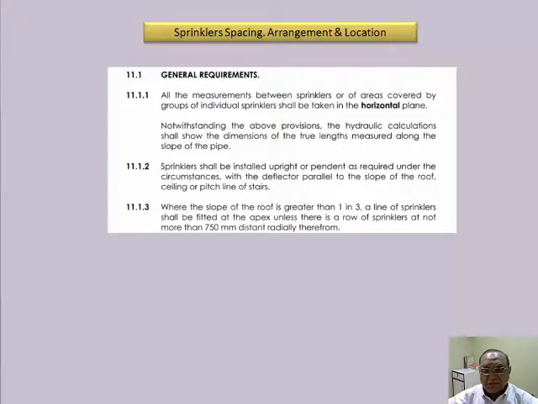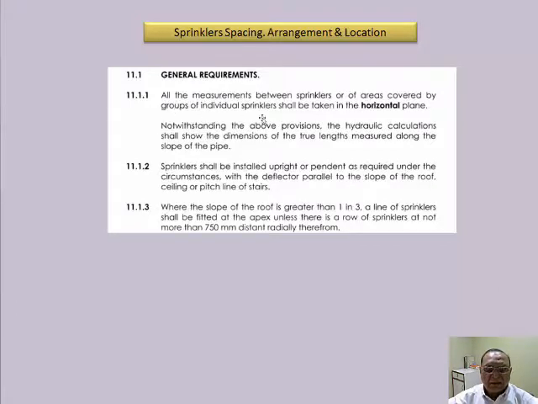All the measurements between the sprinklers or of areas covered by groups of individual sprinklers shall be taken in the horizontal plane. A sprinkler shall be installed upright or pendant as required under the circumstances, with the reflector parallel to the slope of the roof, ceiling or pitch line of stairs. Where the slope of roof is greater than 1 to 3, a line of sprinklers shall be fitted at the apex, with a row of sprinklers at not more than 75 millimeter distance radially therefrom.